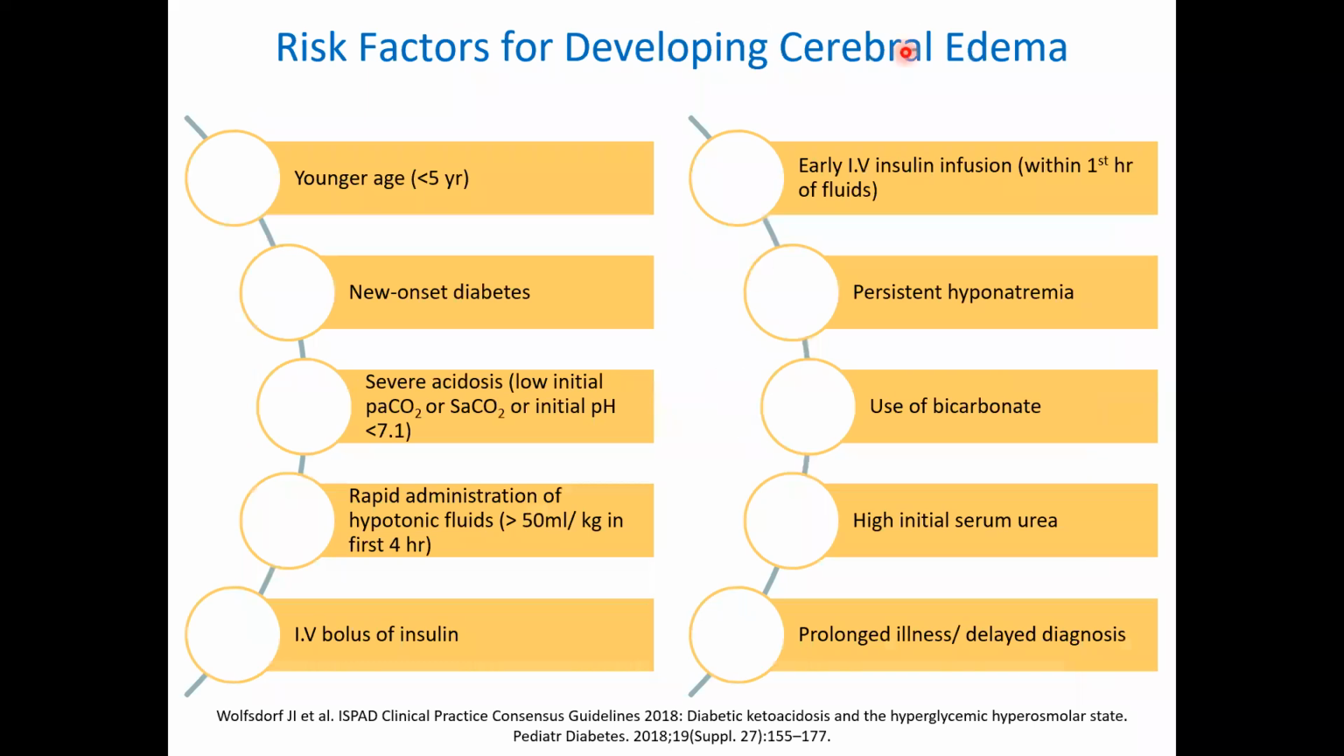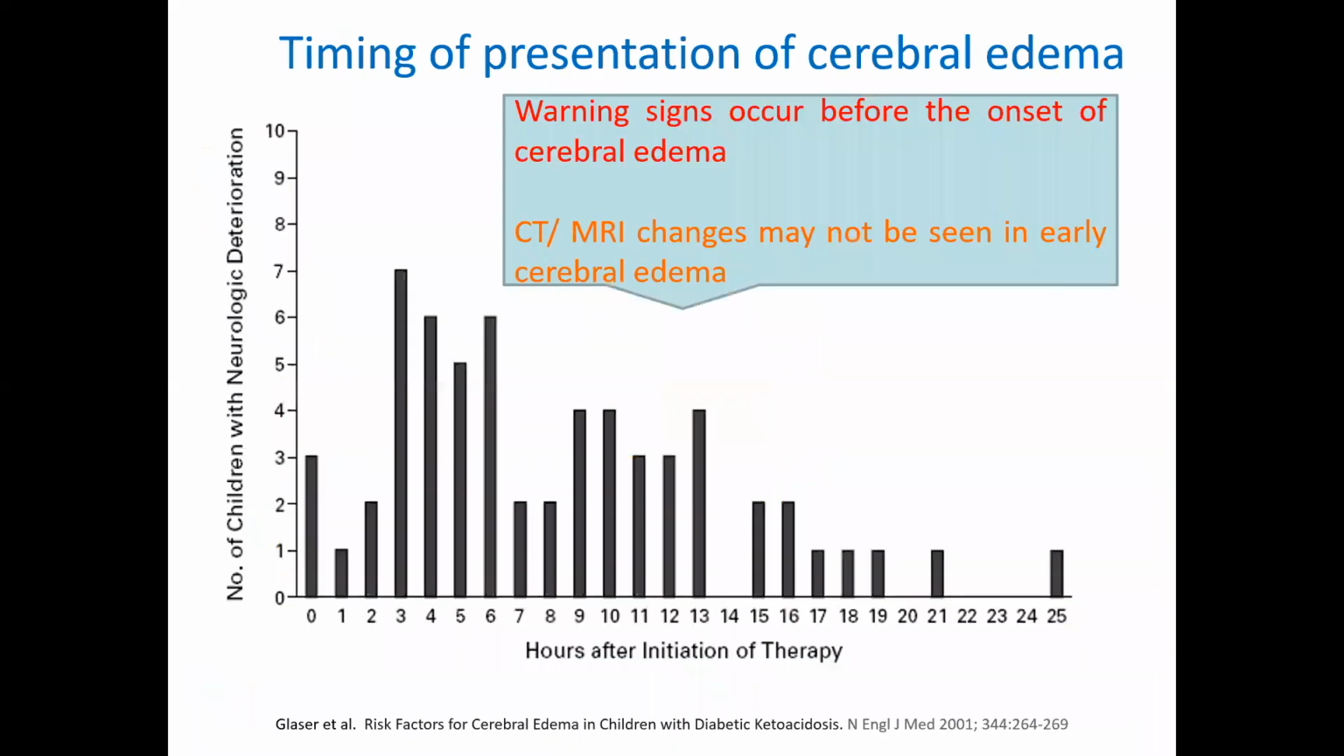So what are some of the risk factors for cerebral edema? I've mentioned some of them. Of course, age younger than 5 years, those are patients who are at high risk for cerebral edema, patients who have new onset diabetes, patients who have severe acidosis, rapid administration of hypotonic fluids. So if you give more than 50 mL per kg in the first 4 hours, that patient will be at risk for cerebral edema. Intravenous bolus of insulin, I've already mentioned that, and early intravenous infusion of insulin administered within the first hour of fluids, that is a risk factor for cerebral edema. Then, of course, persistent hyponatremia, use of bicarbonate, and delayed diagnosis.